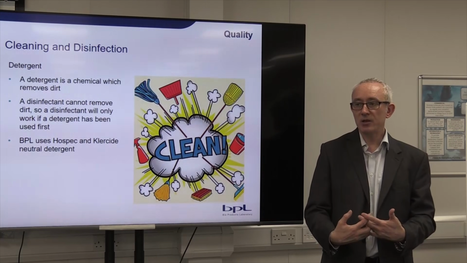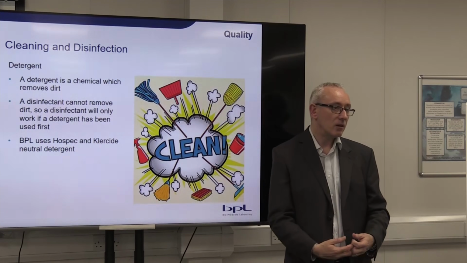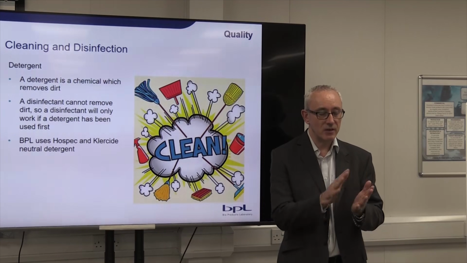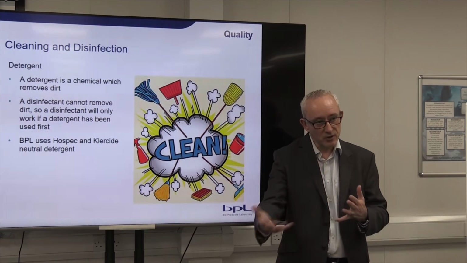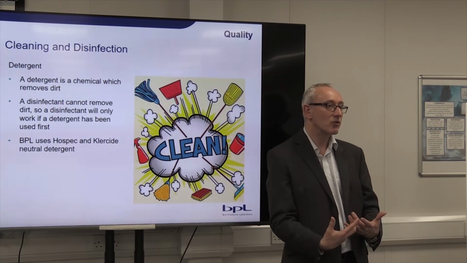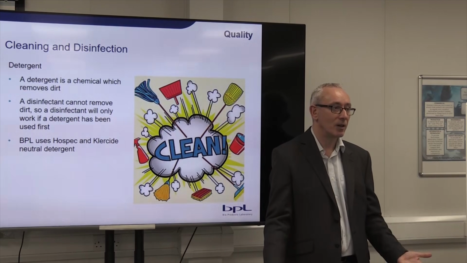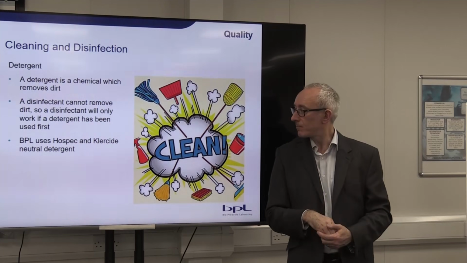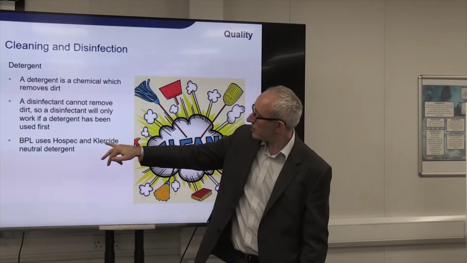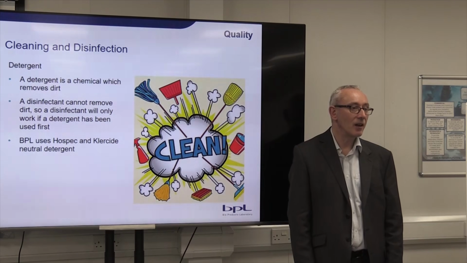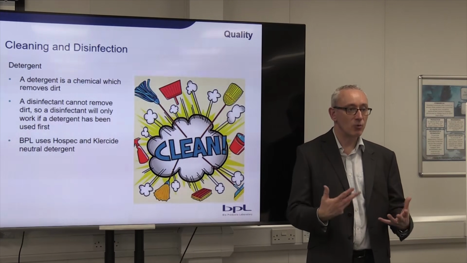If you're using a washing machine, then you're adding in the detergent. What you're trying to do is get the dirt away from the clothes, and it's flushed away through the activity of the washing machine. It's exactly the same when you're trying to clean the surface of BPL. You're trying to get that dirt to stop being stuck to the surface. There are two different types of detergent used, one called Hospec and one called Clareside, and they're roughly around a neutral pH.